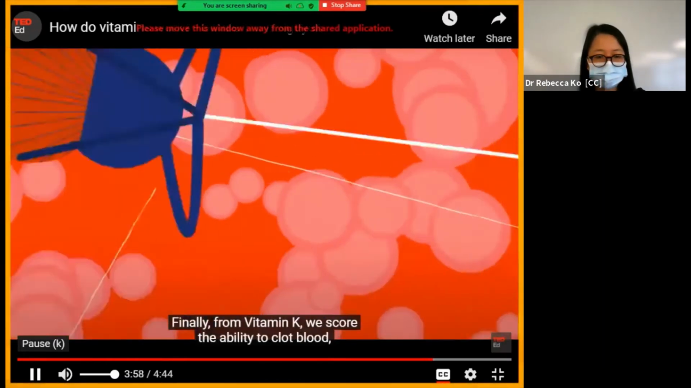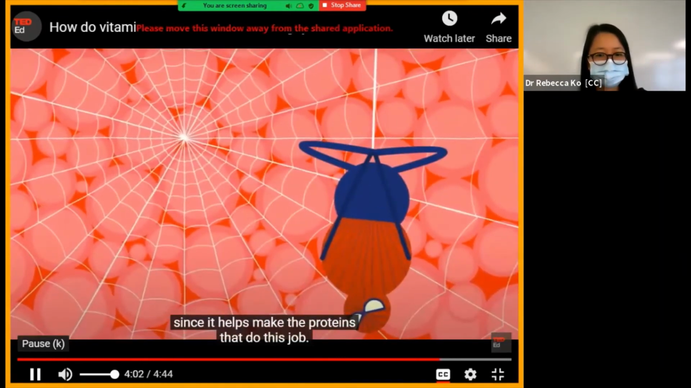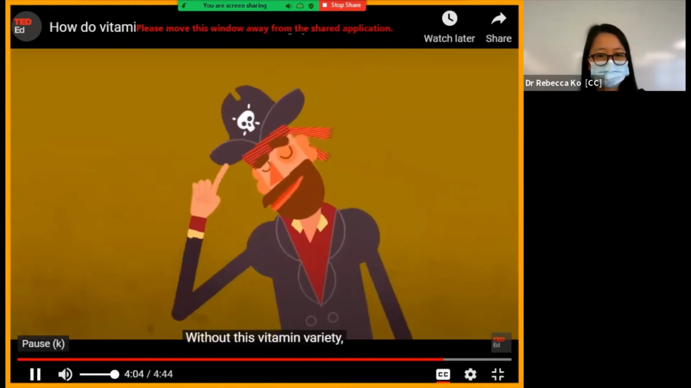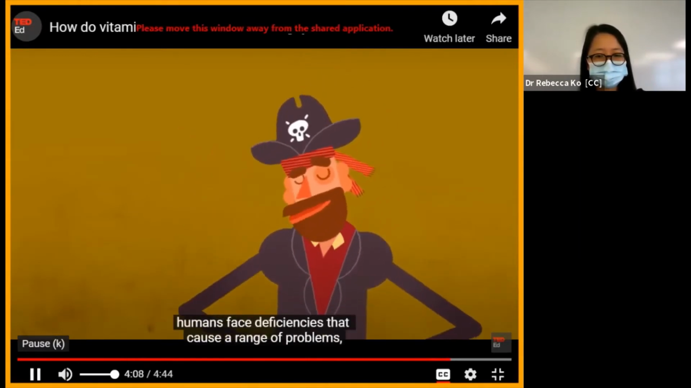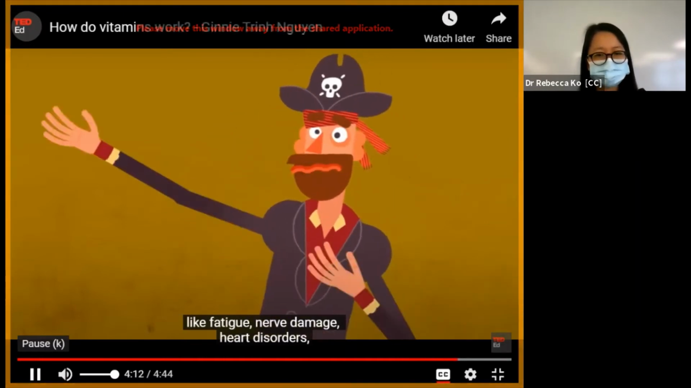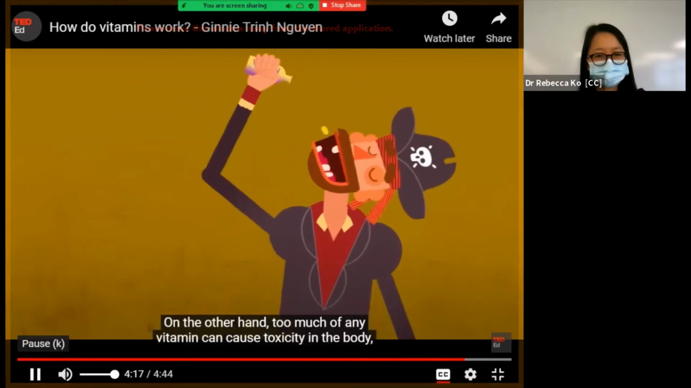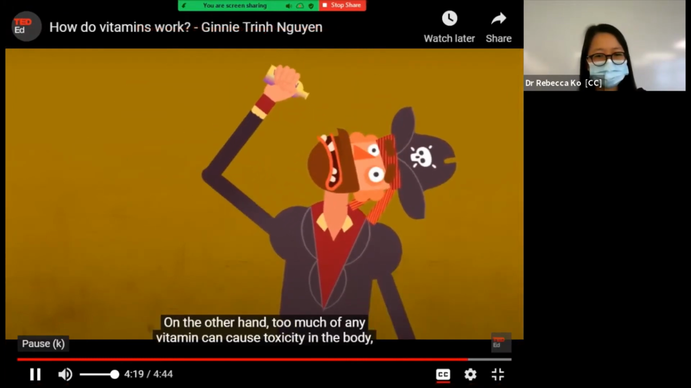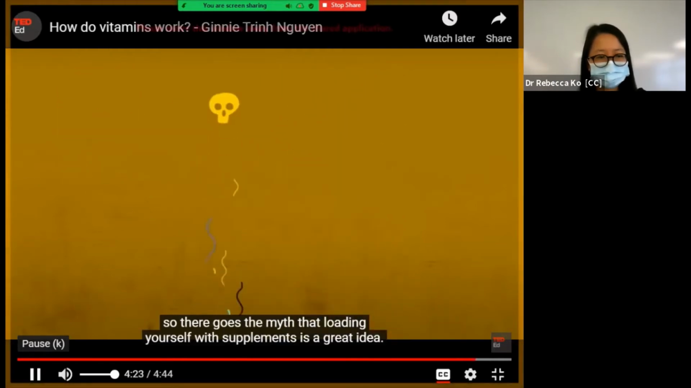Finally, from vitamin K, we score the ability to clot blood, since it helps make the proteins that do this job. Without this vitamin variety, humans face deficiencies that cause a range of problems, like fatigue, nerve damage, heart disorders, or diseases like rickets and scurvy. On the other hand, too much of any vitamin can cause toxicity in the body. So there goes the myth that loading yourself with supplements is a great idea.